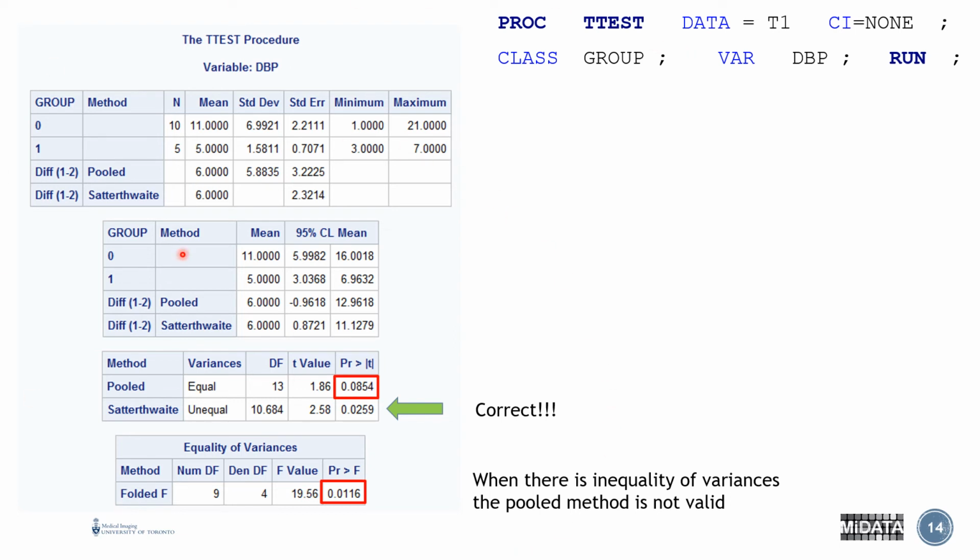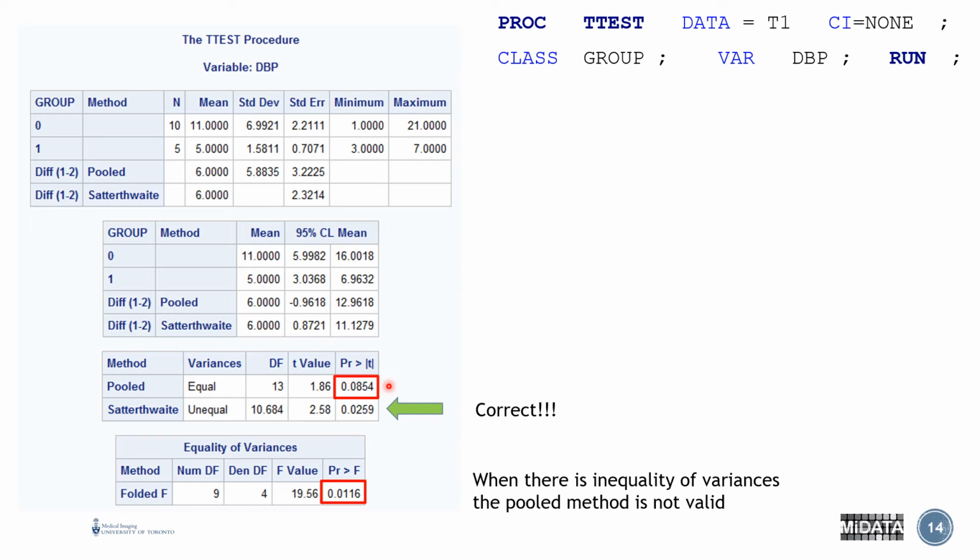Here's the output. Okay, let's zero in right on the p-value to begin with. The pooled variance p-value, meaning the t-test that used the pooled variance, which we've been showing you all along, is not significant.